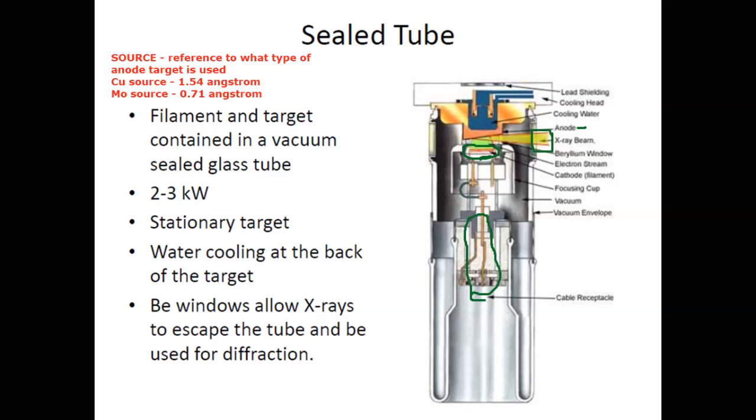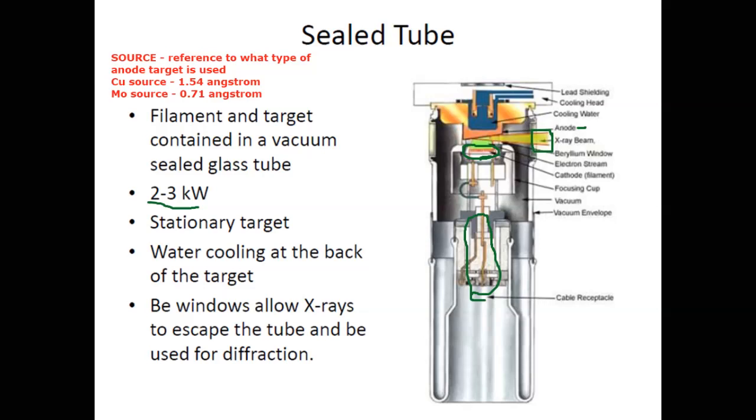So again, the tungsten filament produces the high energy electrons that strike the anode target, which produce the characteristic X-rays that go into the monochromator. And it is a vacuum sealed tube. Older tubes are about 2 to 3 kilowatts, and our newer machine, it's not kilowatts anymore, it's like 50 watts or something. It's ridiculous, but it's more powerful. It's a stationary target, so this anode target doesn't move.